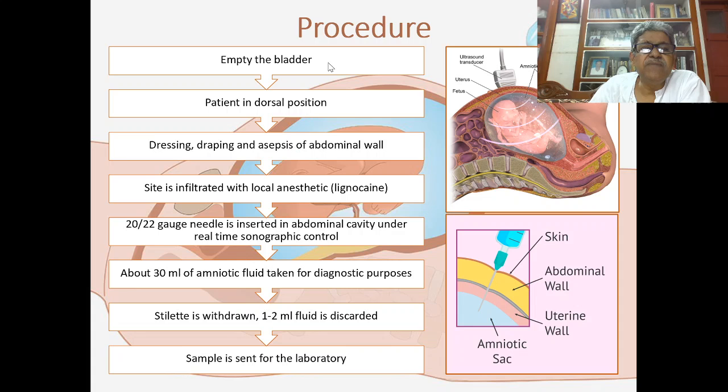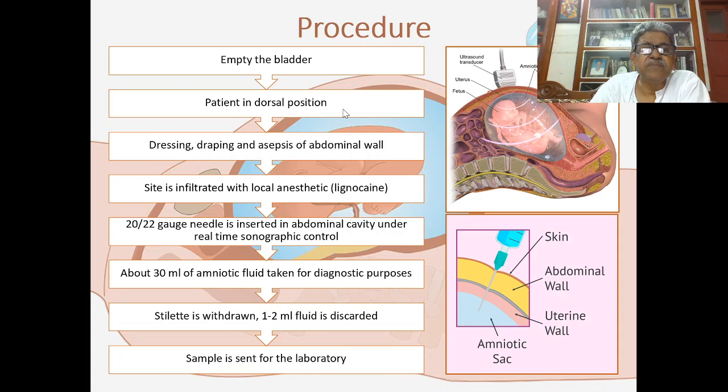First, empty the bladder. Possibly you know, during ultrasonographic examination of any patient, the patient must empty the bladder, because the ultrasound can then pass directly to the fetus and through the amniotic fluid. If the bladder and stool are filled in the abdomen, that may hamper the effect of the ultrasound transducer. So emptying the bladder is very essential just at the initial step of this procedure.